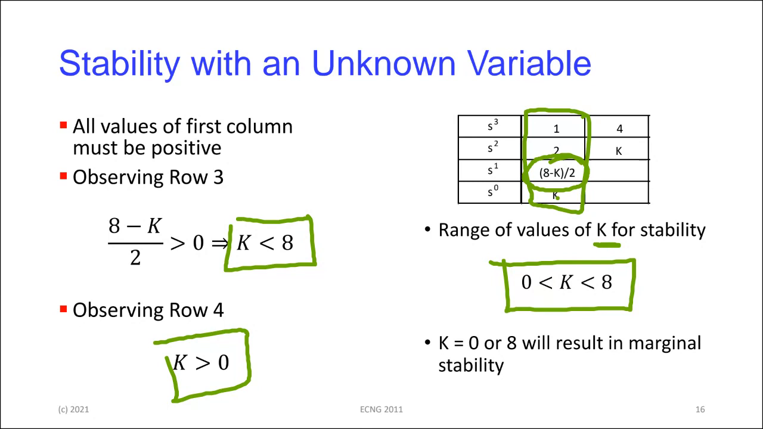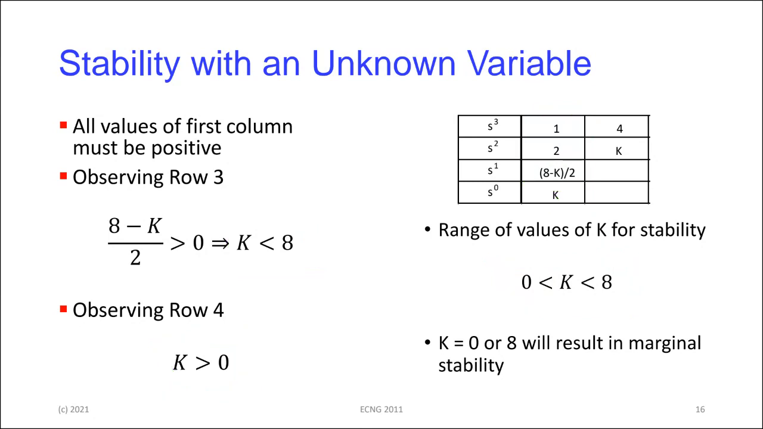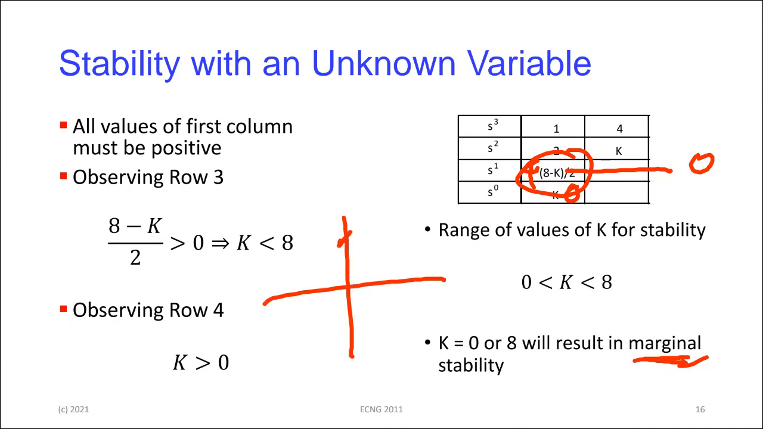If K is equal to 0, then this cell here will be 8 minus 0 over 2, so here will be 4, and here will be 0. That would be one of those cases with marginal stability. That's case 2 that we discussed a little while ago. And if K is equal to 8, then this one here is going to be 0. So either K being equal to 0 or 8 will result in marginal stability. Marginal stability is where you're going to have a pole that is right on the j omega axis. But if you want absolute stability, K has to be less than 8, so it could be 7.99999, or it could be 0.00001. Once it's bigger than 0 and less than 8, then the system will be stable.